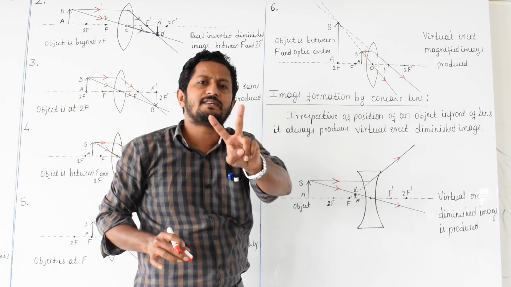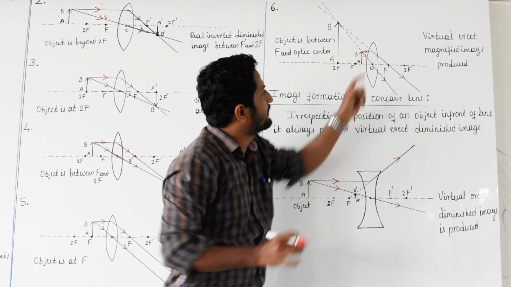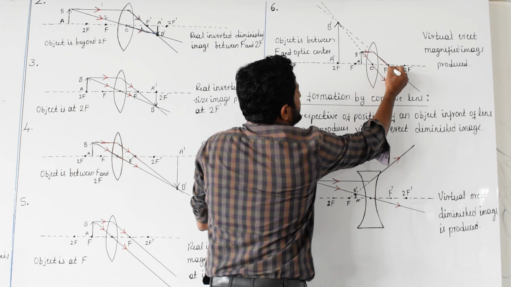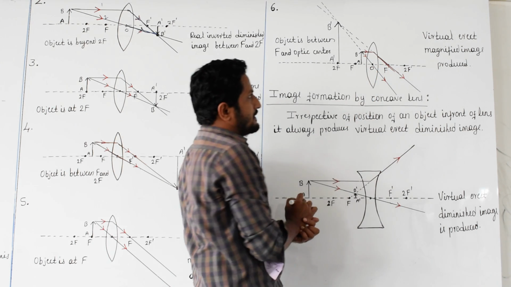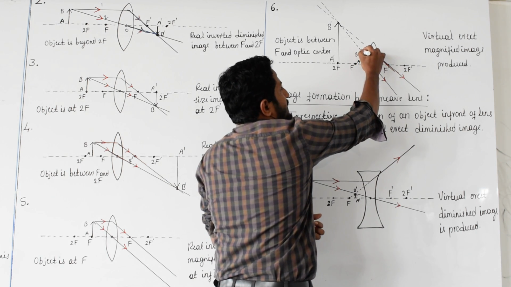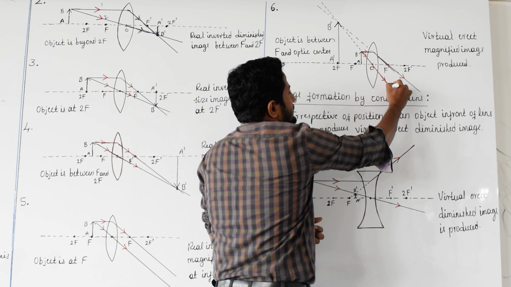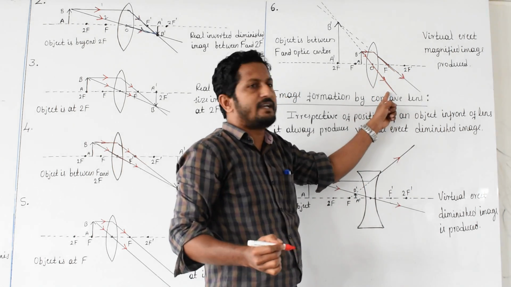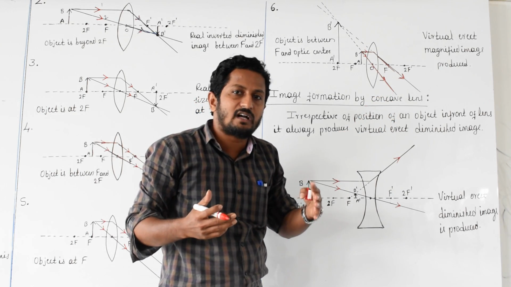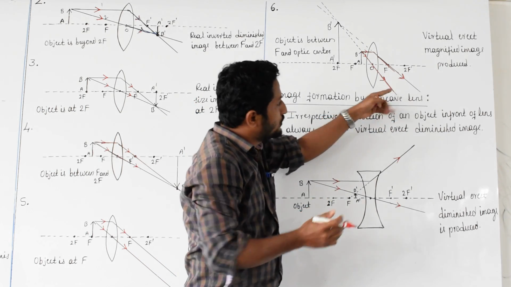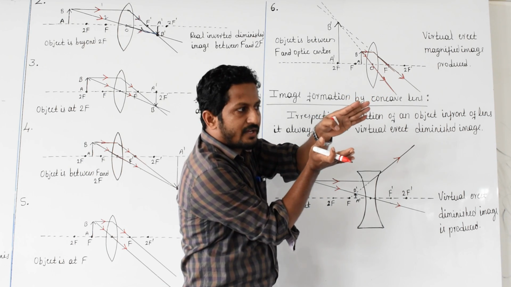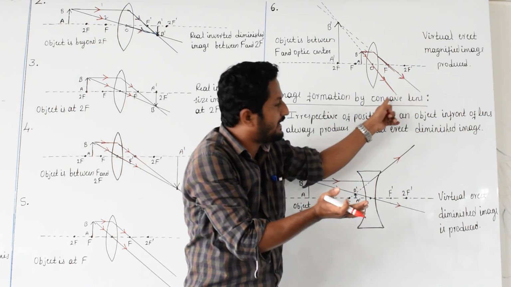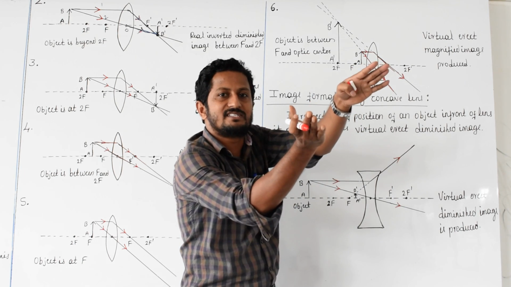Again take two light rays. One is parallel, this one is parallel. Allow it to pass through the principal focus. Yes, it passes. Then one more, which is coming through the optical center. Yes. These two refracted light rays, how are they looking after refraction? After refraction they are looking like diverging. These two light rays are diverging.